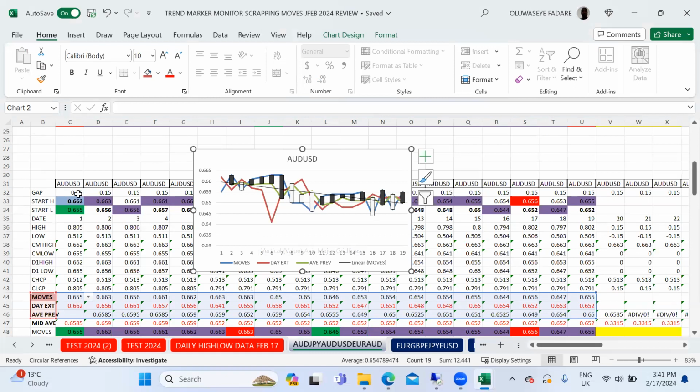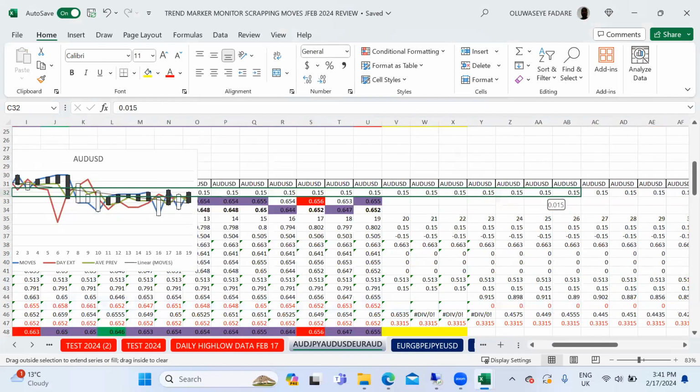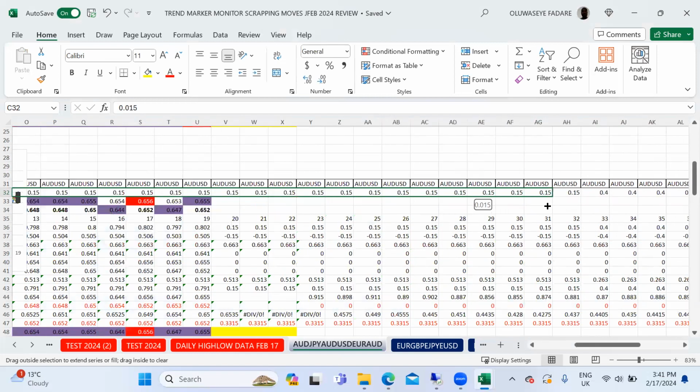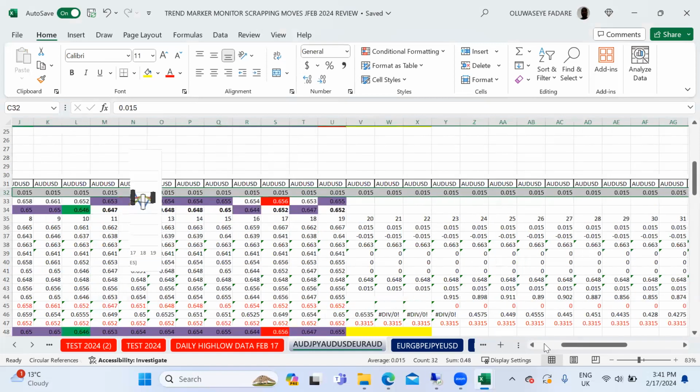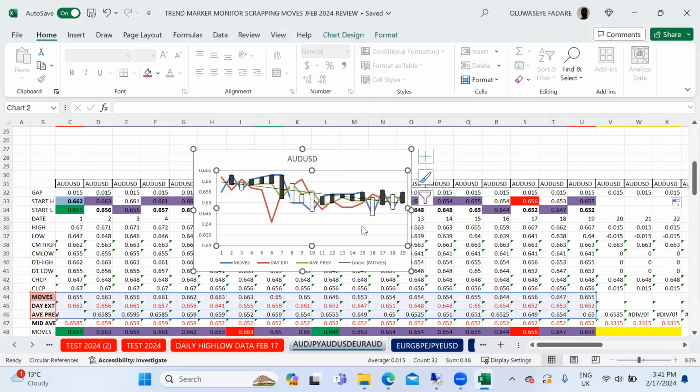Oh, sorry. This is not 0.15, it's supposed to be 0.015, I presume. So it's supposed to be 0.015, not 0.15. Sorry for that error. As you can see, the move of the market reached the lowest point on this day.